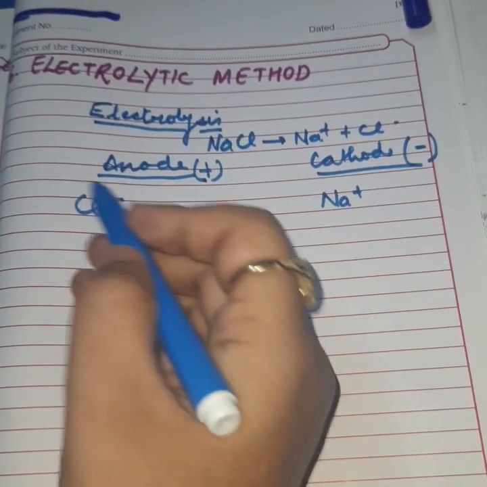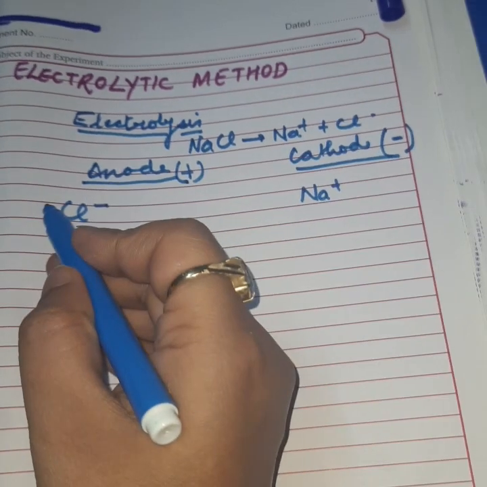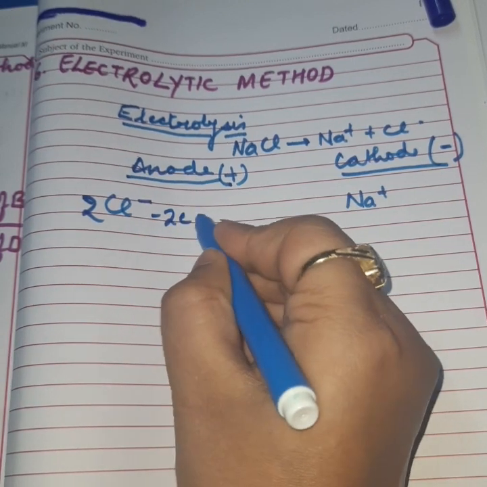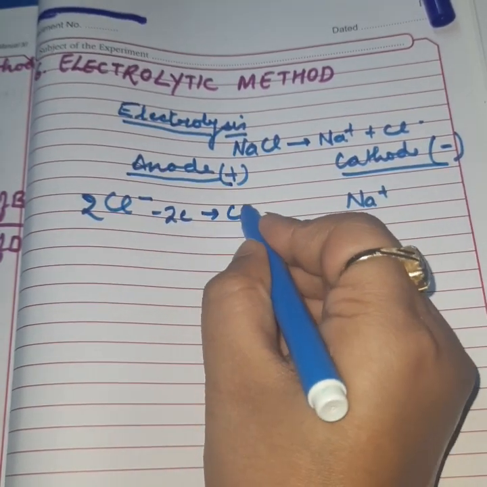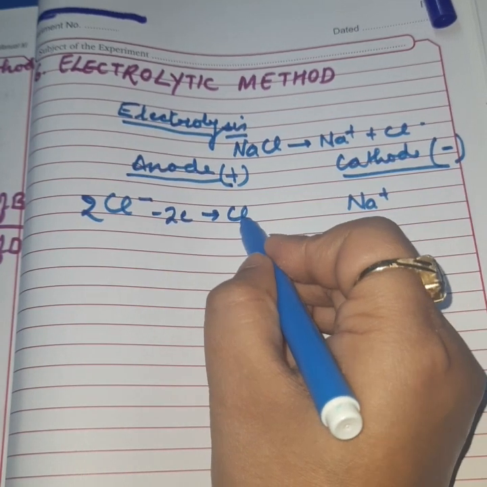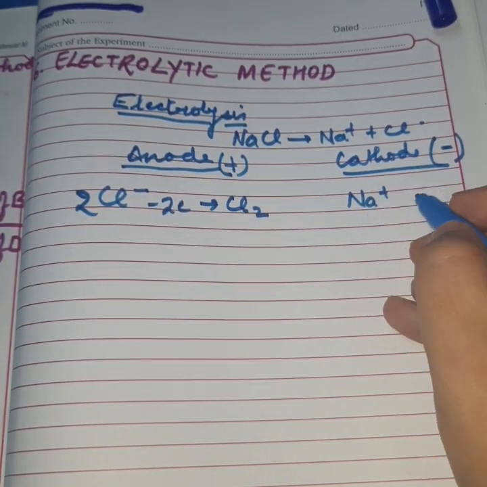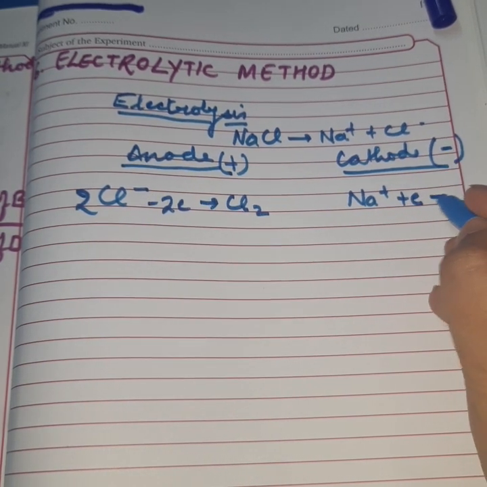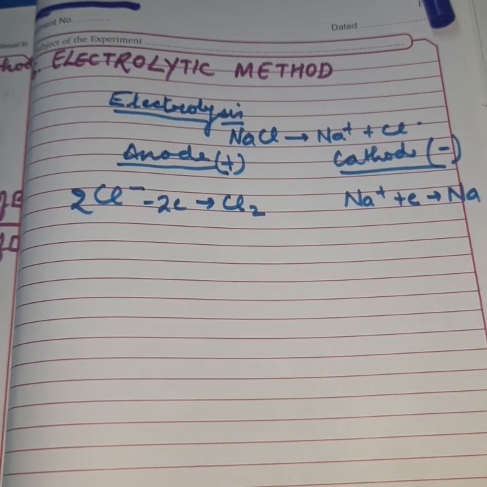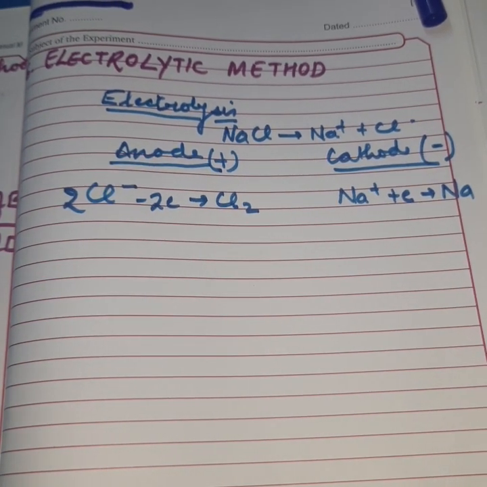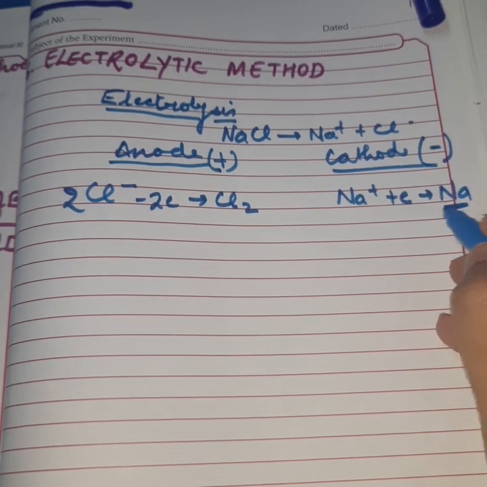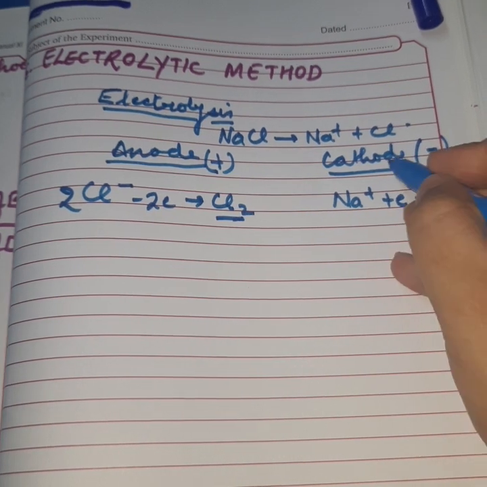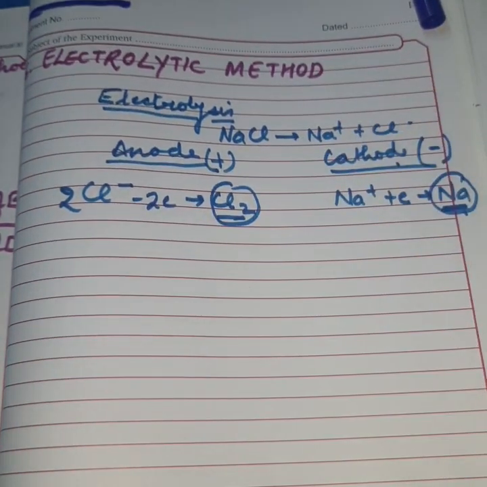So how does the electric discharge take place? The negative ions lose electrons, and after the loss of electrons, they undergo oxidation. Like in the case of chloride ion, it oxidizes in the form of chlorine gas. The cations gain electrons at the cathode and undergo reduction. Like here, sodium ion, on gaining an electron, gets reduced into sodium. So these are the products at the electrodes. Sodium is the product at the cathode, and chlorine is the product at the anode.